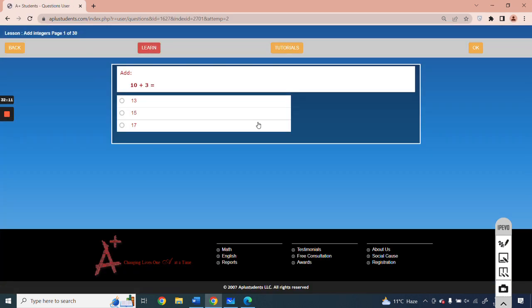Okay, 10 plus 3 makes, both the numbers are positive, so the answer must be positive. Just add them, 10 plus 3 is 13. Got it?